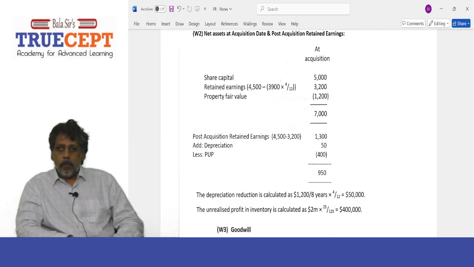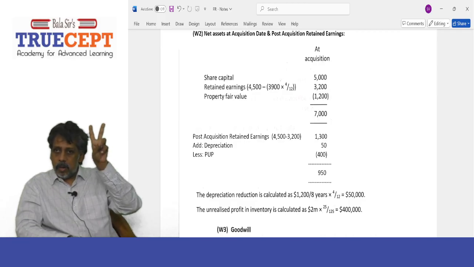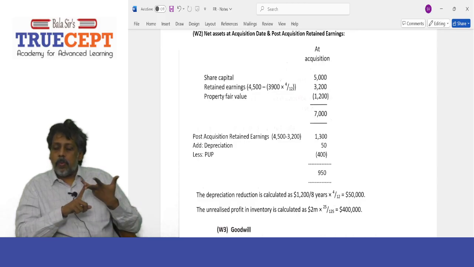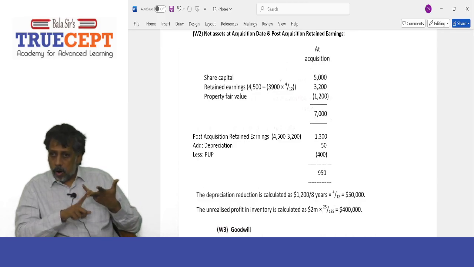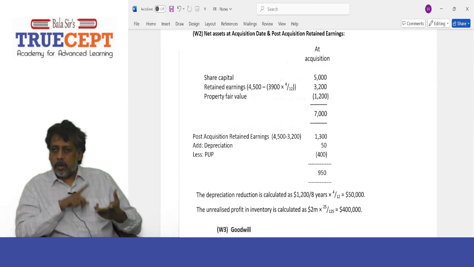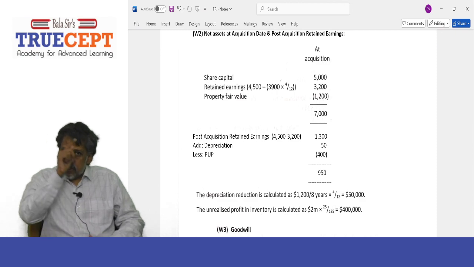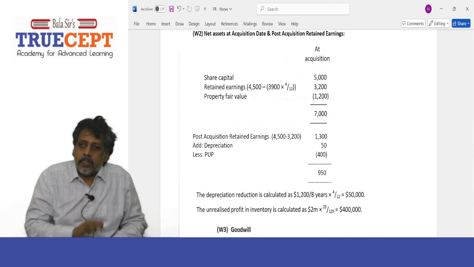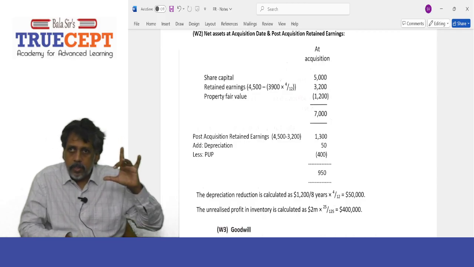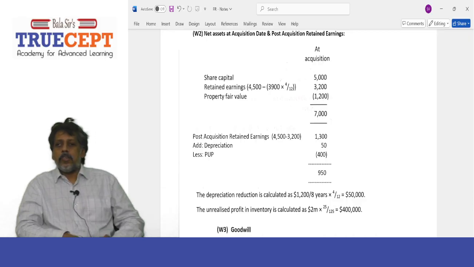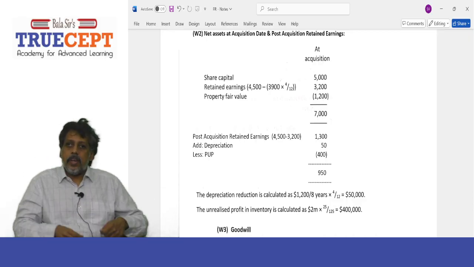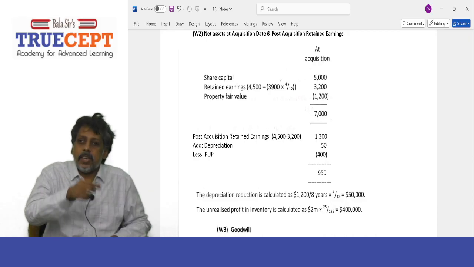Now, how to find the PUP? Remember, $2 million, or 2,000 in thousands, right? Yes, sir. On that, what is the profit you made? 25% on cost. So, into 25 by 125, on sales. That's why 25 by 125 on sales. 2 million is a sale value. That's right. 2,000 into 25 by 125. How much do you get? $400,000. Should be reduced because the profit is not yet realized.